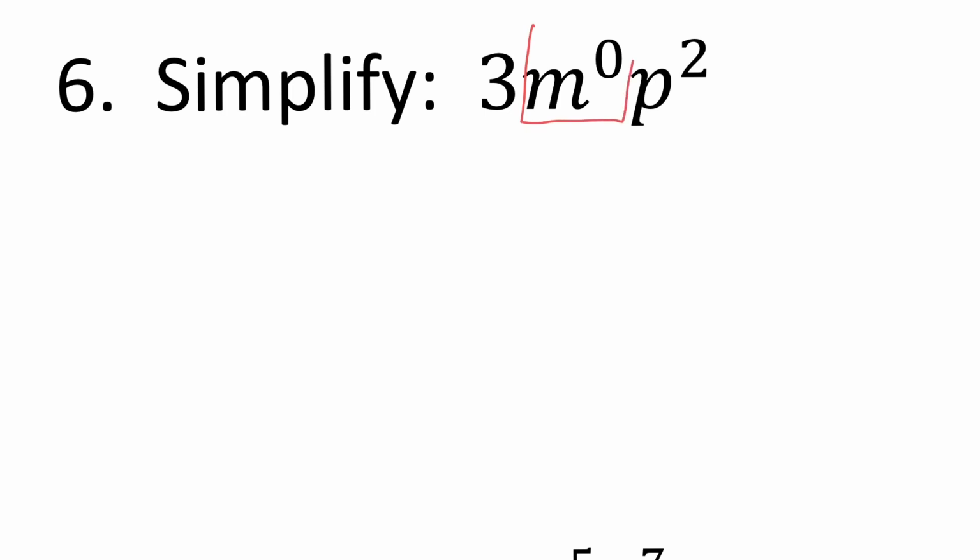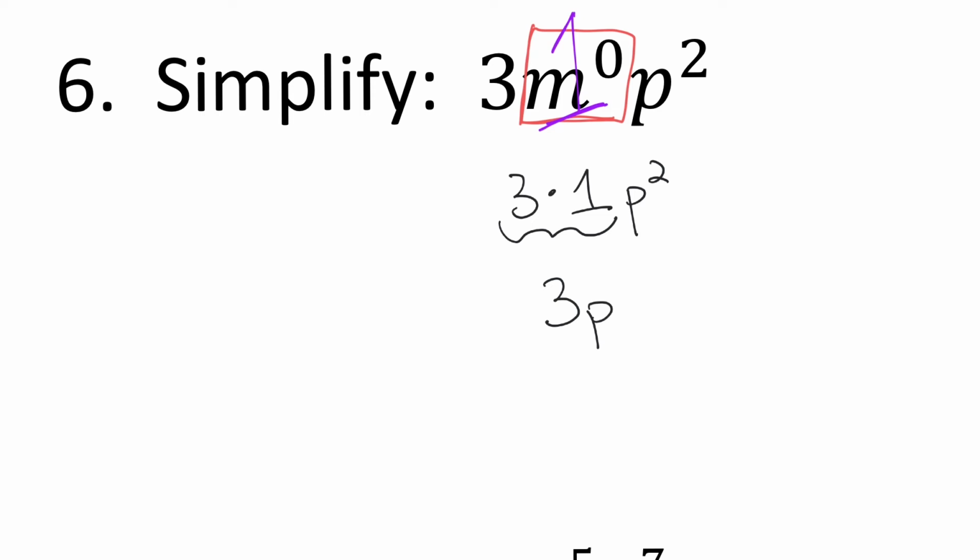M to the 0 power. This variable has an exponent of 0. Any number other than 0, or variable with an exponent of 0, turns into 1. Okay? The 3 has an invisible 1 exponent, but you are multiplying by the 1. So I'm going to write it down again. 3 times the 1, and we still have the p squared. You multiply the 3 and the 1, that's 3, and you have the p squared. That's it. You cannot do anything else. So the answer is 3p squared.